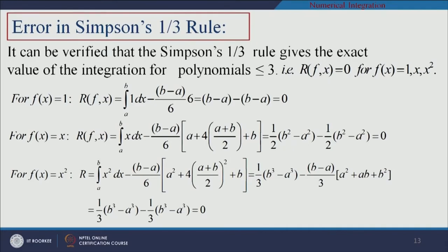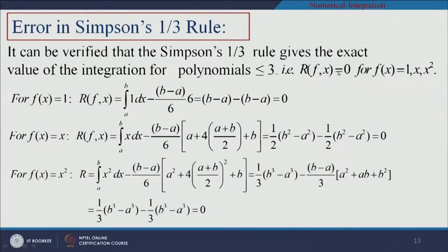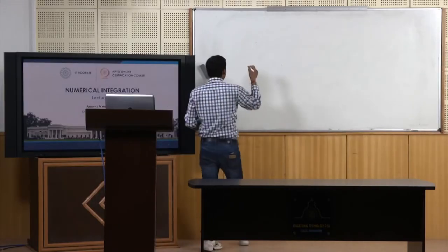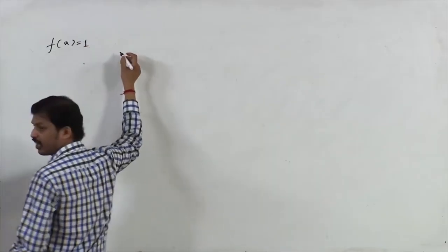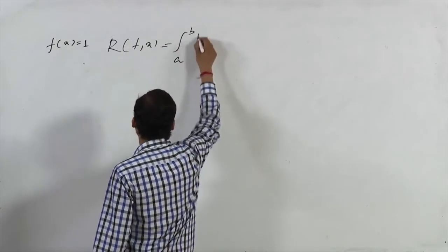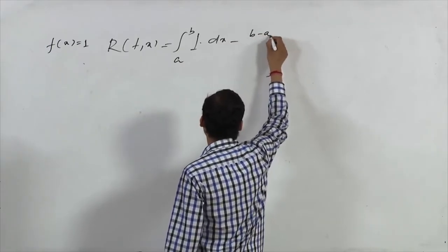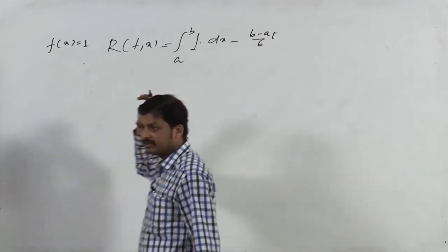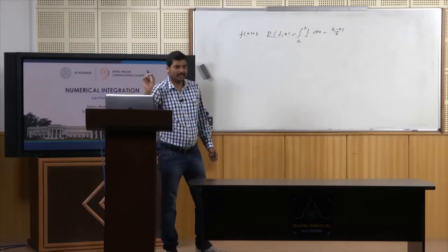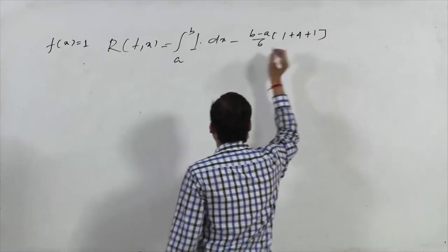If you put f of x equals to 1 for this error approximation, I can see that r of f of x equals 0, like our earlier calculation. For f of x equals to 1, if you write this error term r of f of x, this can be written as the integral from a to b of 1 dx minus your formula, that is b minus a by 6 times f of a plus 4 f of (a plus b) by 2 plus f of b. Then, 1 plus 4 plus 1 here, this will give you 0 value.